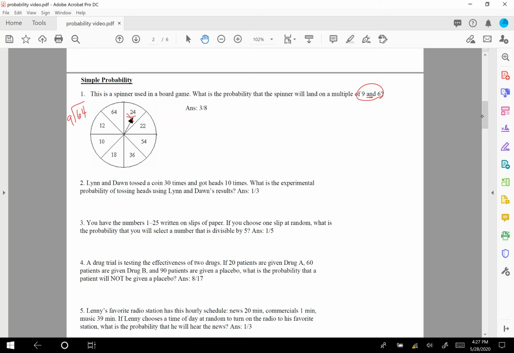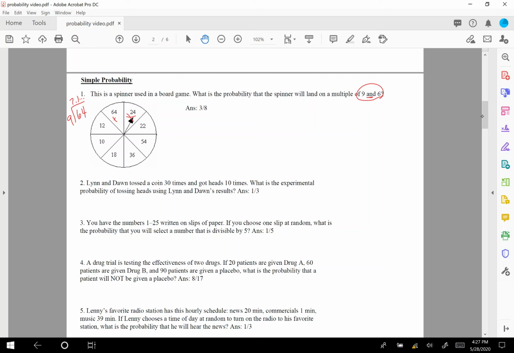Okay. So in your calculator, just do 64 divided by 9, and you get 7.1 something. You see how it's just not an even, nice number? We got that decimal. That means it's not a good multiple, okay? It's not an even multiple of 9. And it's definitely not a multiple of 6, because if you do 64 divided by 6, you're going to get 10.6 repeating, so no good.